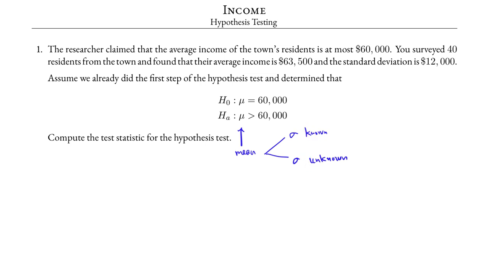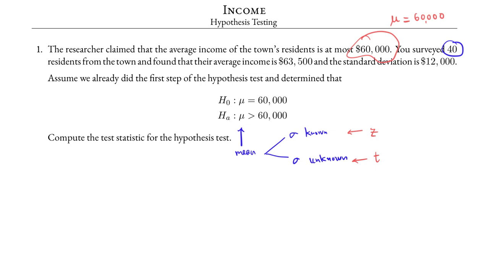Specifically, for sigma known, we would compute the z-test statistic, and when sigma is unknown, we would compute the t-test statistic. And so they are slightly different. Regardless, we still need to translate these numbers into symbolic form. The claim is that the town's mean income is 60,000. So this is mu. This is the claim about the population. So that is the parameter where we label mu.